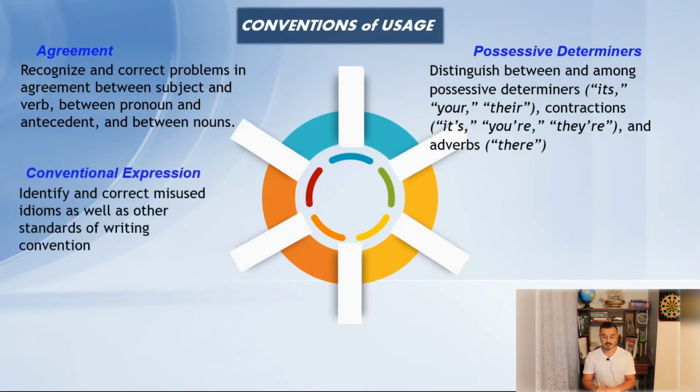The next question type is called conventional expression. Here we have to identify and correct misused idioms as well as other standards of writing convention. I should emphasize that these questions cannot be done by applying a specific rule. You have to just rely on your general knowledge of English and your familiarity with certain phrases, with certain idioms.